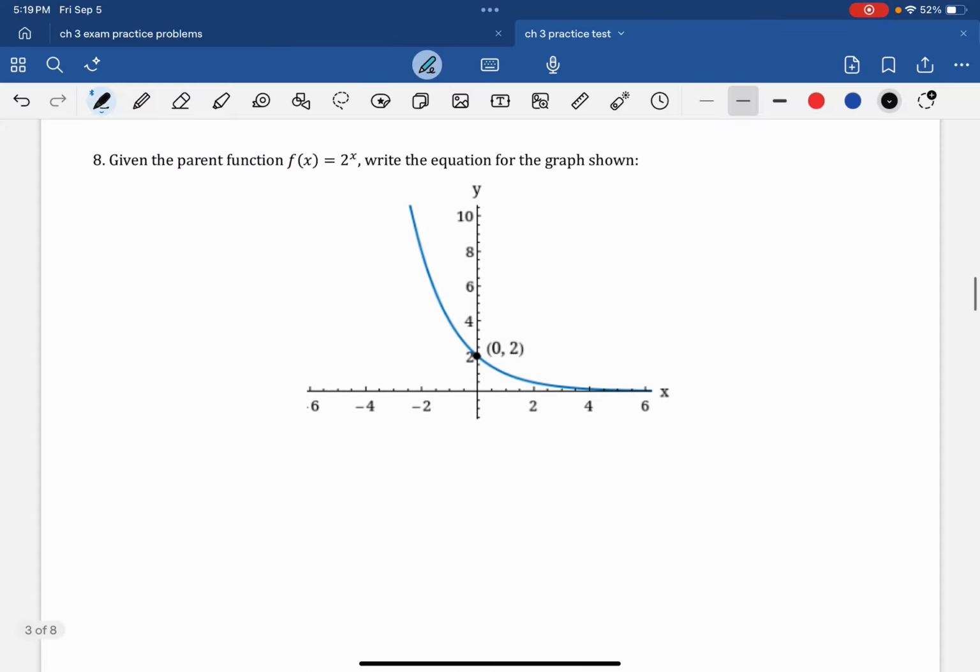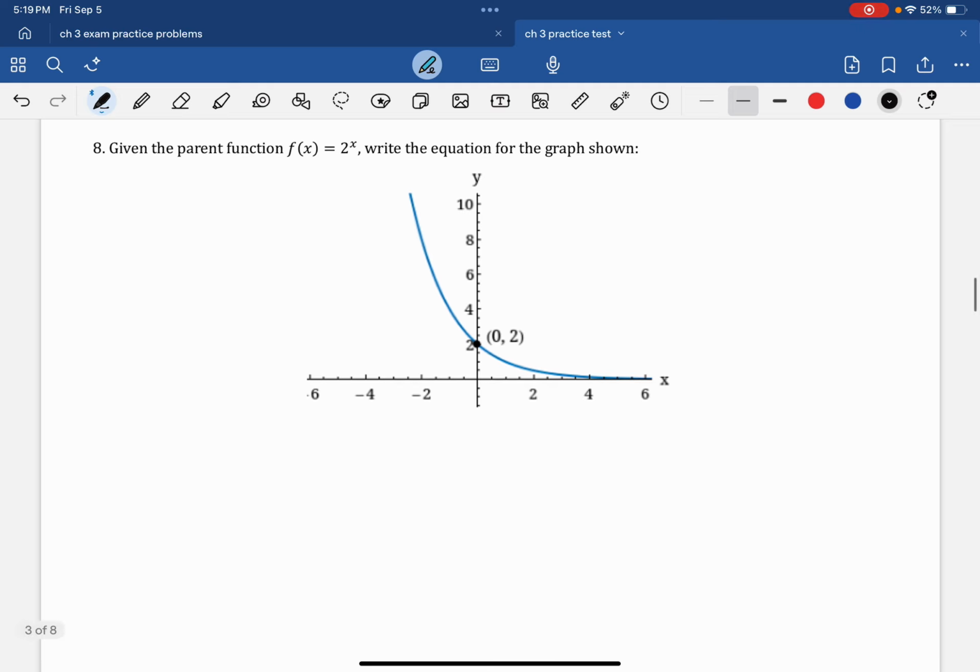Okay, here's our first graphing question. Given the parent function f of x equals 2 to the x, write the equation for the graph shown. Okay, there are 3 important things that we want to pay attention to when we see this graph, and these will help us to identify the equation.